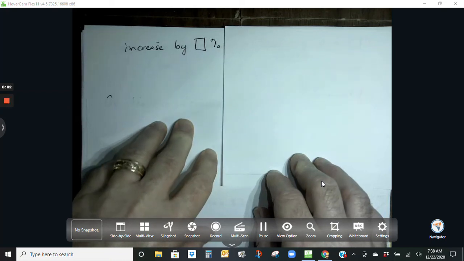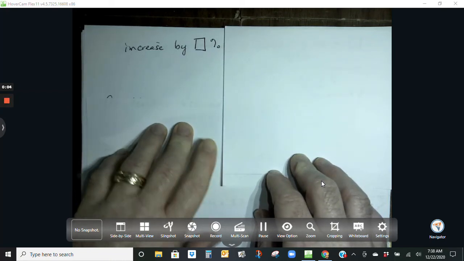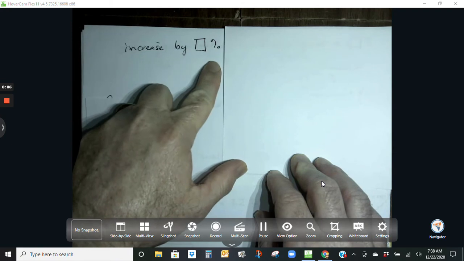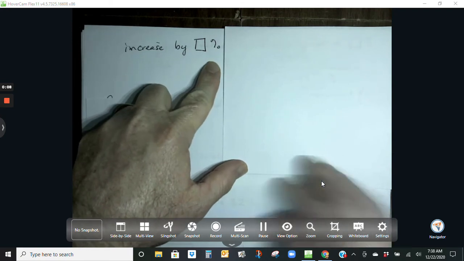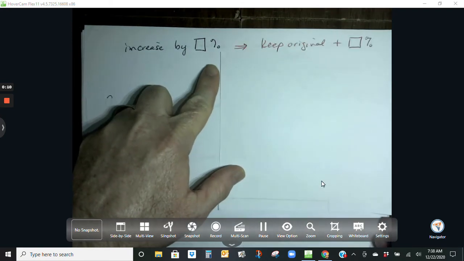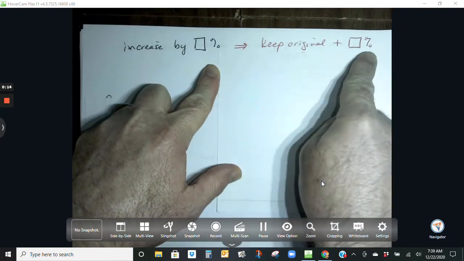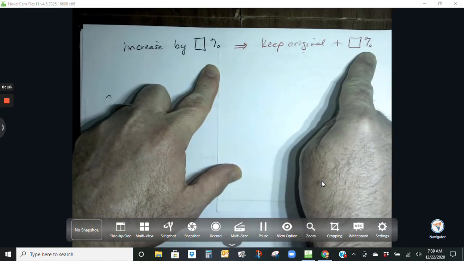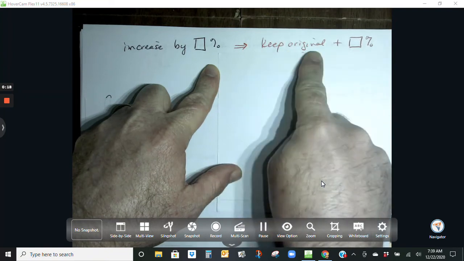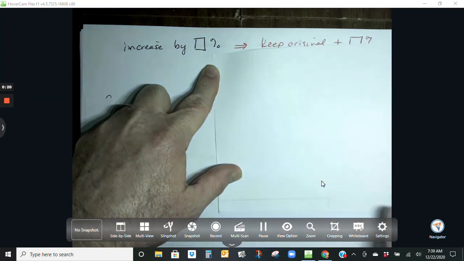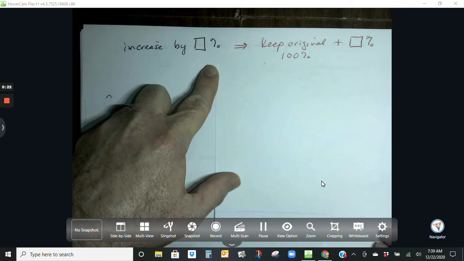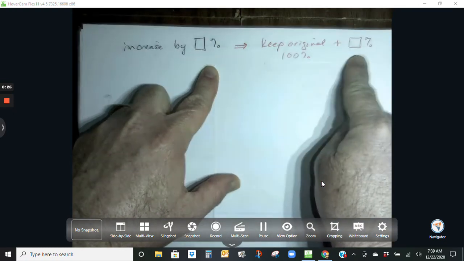So we're looking at situations that increase by a particular percent. And if you're increasing by a particular percent, you're keeping the original amount you have plus that additional percentage. Well, the original means you're keeping all of what you have. So you're keeping 100% of what you have plus that other percentage.